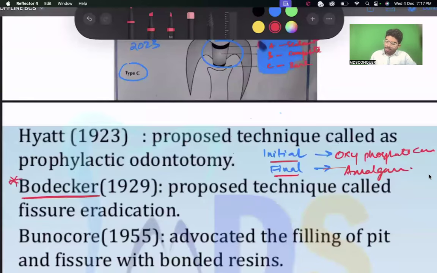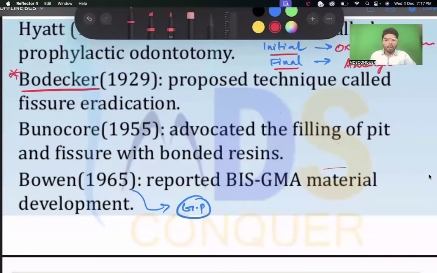And similarly, you have Bis-GMA. Bis-GMA was developed by Bowen, and Bowen is also associated with gutta-percha. Okay, both are different, but name-wise they are the same. So Bowen is basically responsible for both Bis-GMA as well as gutta-percha.